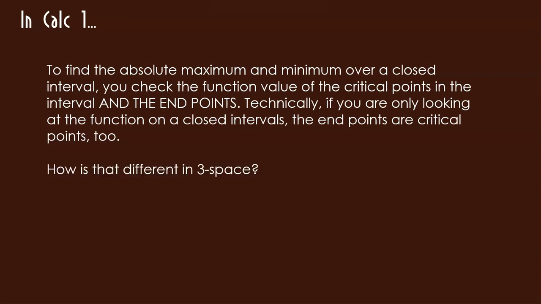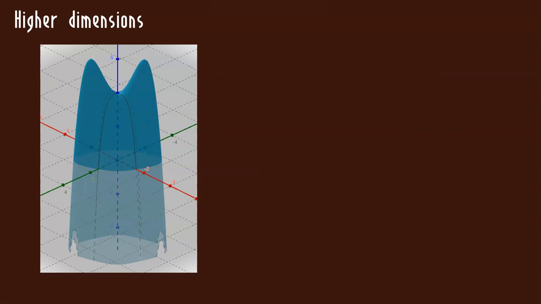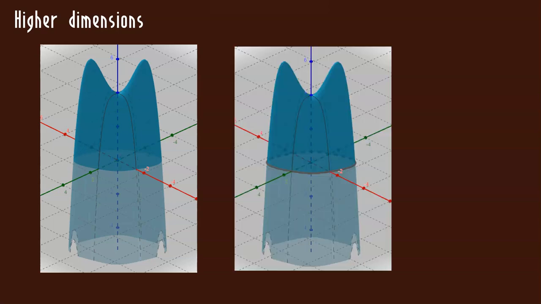Well, how is this going to be different in 3-space? Very similar. Suppose we have Maleficent's hat again. I can see there's no absolute maximum and no absolute minimum, it just keeps going on and on forever. But if I look at it over a closed region, I can see there is a minimum.